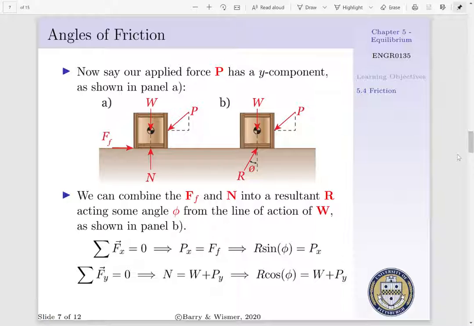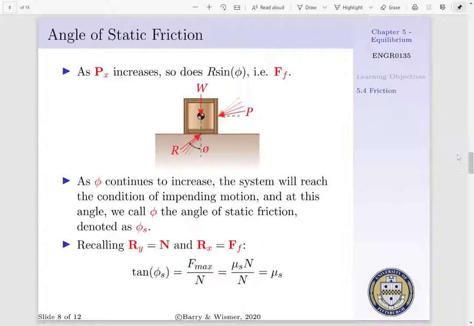That is, if we take the summation of forces in the x direction, in panel A, we'd have P sub x equal to F sub F. In panel B, this would be R sine phi is equal to P sub x. If we take the summation of forces in our y direction, in panel A, we'd have our normal force being equal to our weight plus P sub y. And in our right panel, we'd have R cosine phi is equal to W plus P sub y. As P sub x increases, so does R sine phi, i.e. our frictional force has to increase.